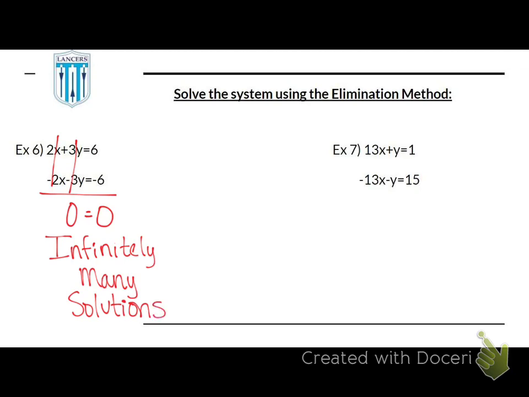Okay, on number 7, you might have noticed a similar situation. Which variable eliminates? X and Y. So this time we end up with 0 equals... do we agree with that? No. So our answer is no solution. Questions about examples 6 and 7?